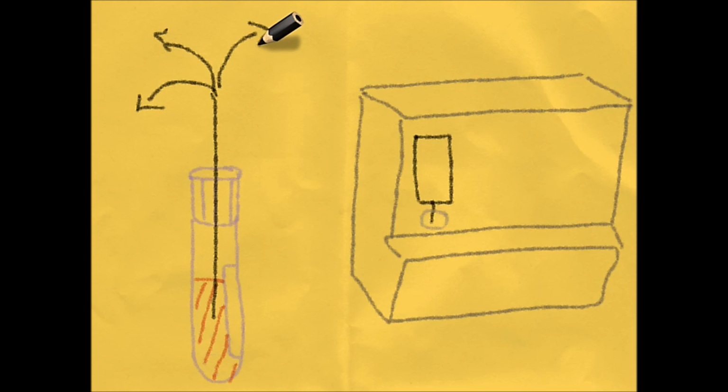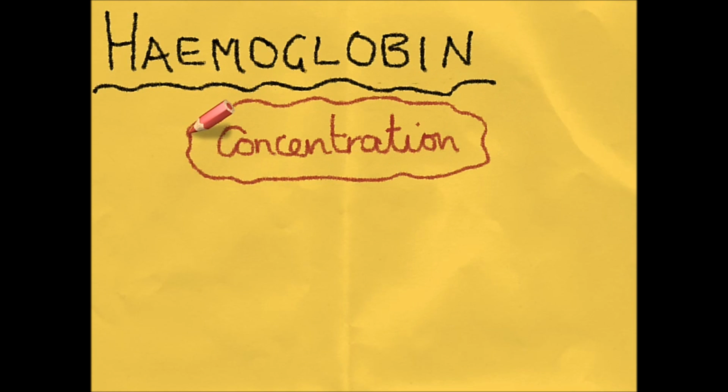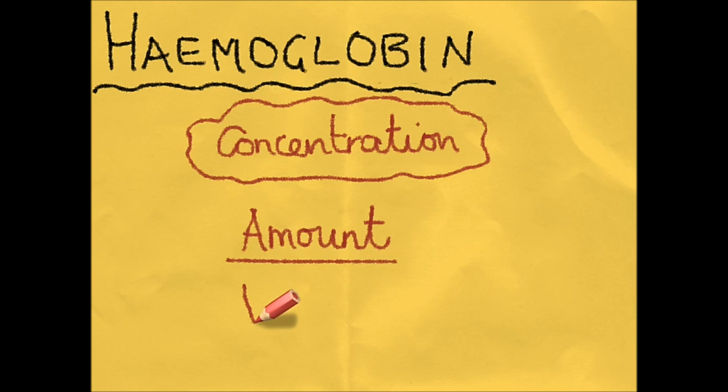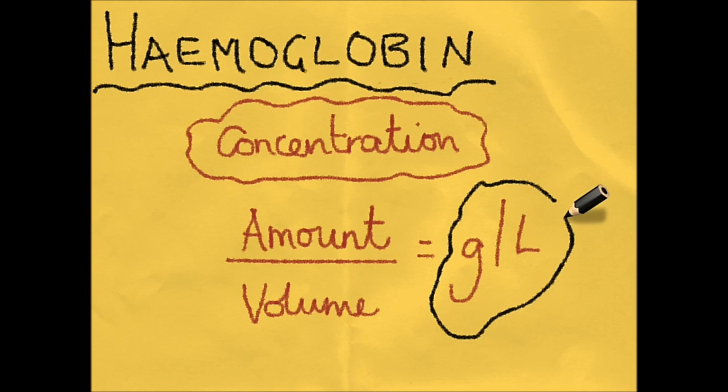So how is haemoglobin measured? Well, remember that the haemoglobin result is a concentration and not an absolute amount. And so the units of haemoglobin are grams per litre. From the 1st of March 2013, there is a move to standardise the reporting of haemoglobin units as grams per litre across the UK, and this is a part of pathology harmonisation.